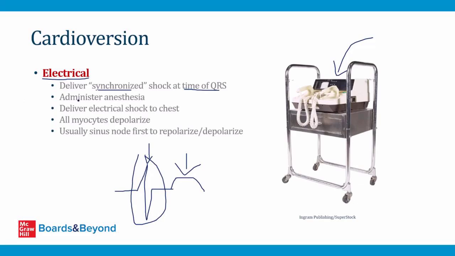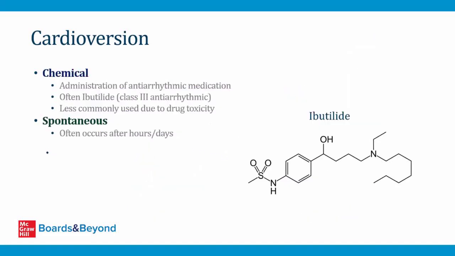In order to do this, you have to give anesthesia to the patient, then you deliver a shock to the chest. And the reason this works is because the shock depolarizes all the myocytes, and usually the sinus node is the first structure to repolarize and start depolarizing again, and therefore the sinus node takes over pacing the heart and there's no more AFib. You can also use medications to perform cardioversion.